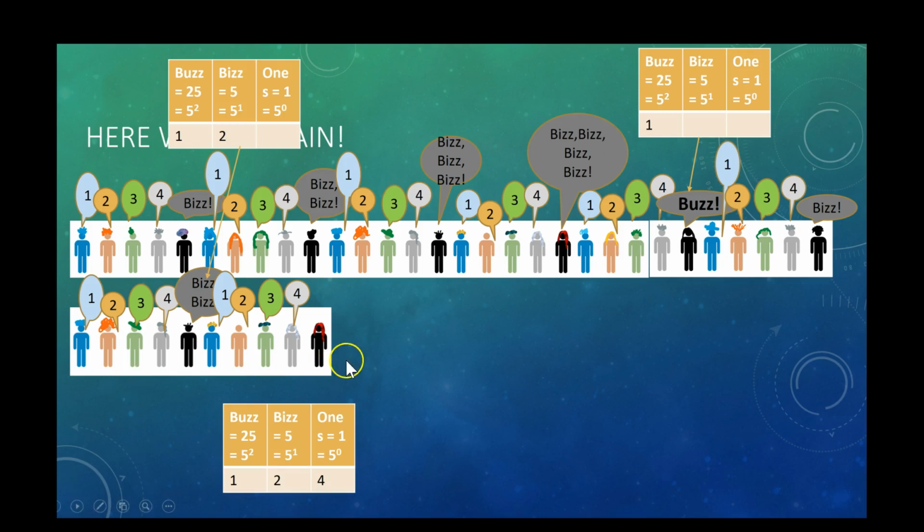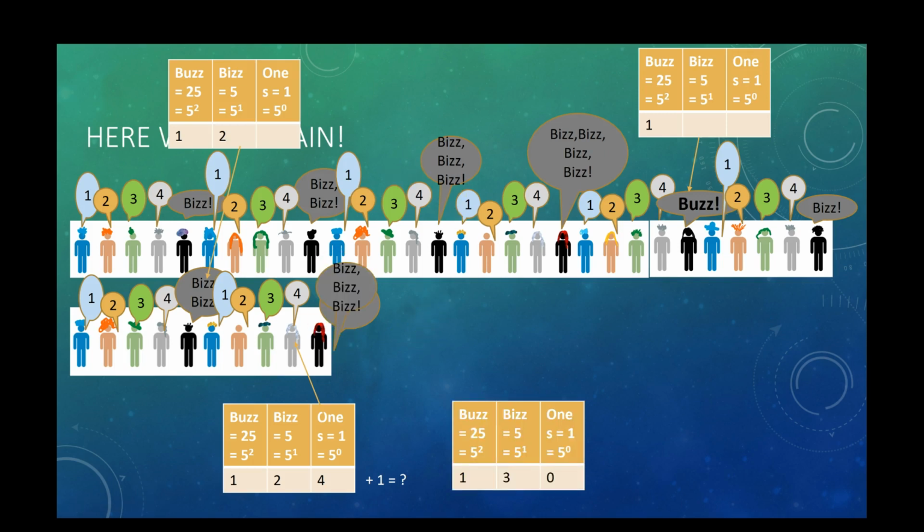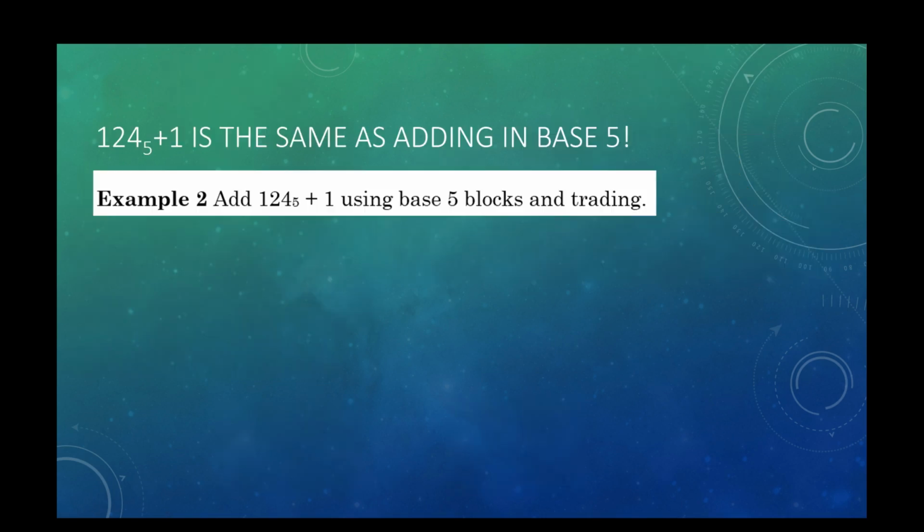What is the next person going to say? So that is, what's 1, 2, 4 plus 1 in base 5? What does this person say? So this person says biz, biz, biz. So we have 1 buzz, that's over here, 3 bizzes now, and we haven't counted any more 1s after that. So just look at this one more time. The answer is 130.